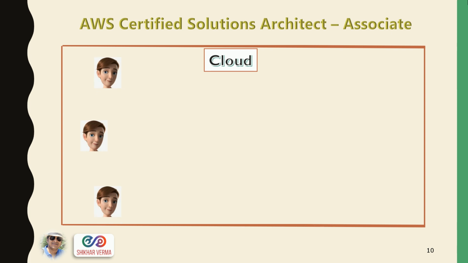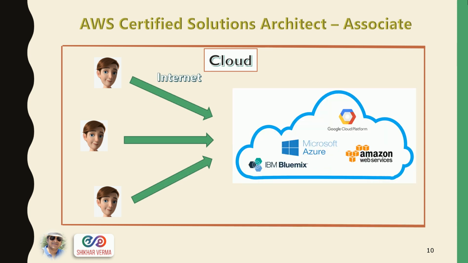So these are my end users who are present on different regions of the world. They have the internet connectivity. And at the right hand side you can see various cloud service providers like Google Cloud Platform, Amazon Web Services. So this course module is entirely based on AWS. Microsoft Azure is also one of the cloud service providers. IBM Bluemix. Apart from that, in the market there are many other cloud service providers also.